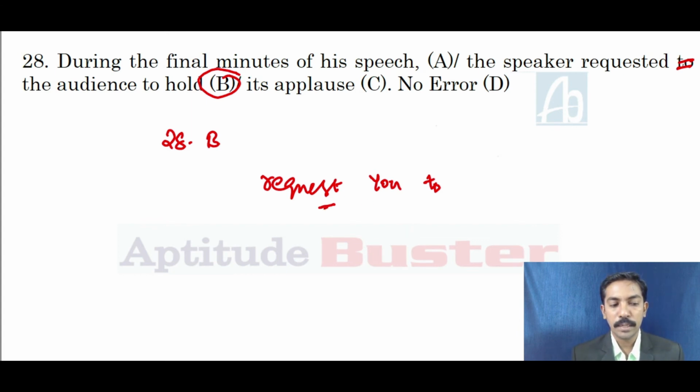Therefore, the word request should be followed by an object. The word request should take a noun before a preposition. You won't say request to something. You would always request someone to do something. Next question.